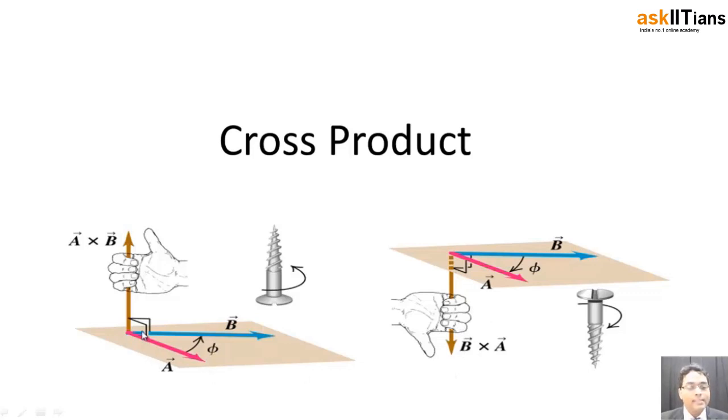So again in this case, this resultant A cross B is perpendicular to A as well as perpendicular to B. A and B may be having an angle phi. For maximum value, phi should be equal to 90 degrees, and for minimum value, phi should be equal to 0. Right? So that is the introduction to the cross product.